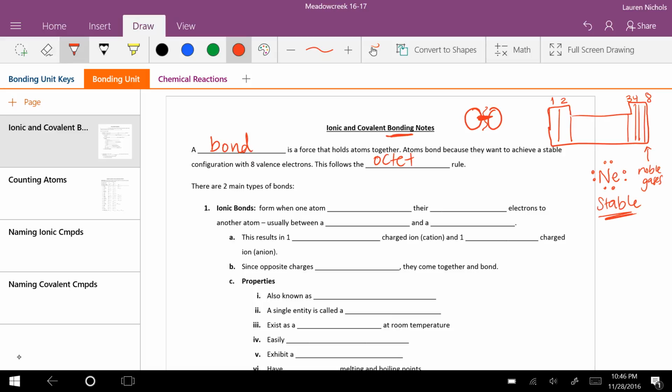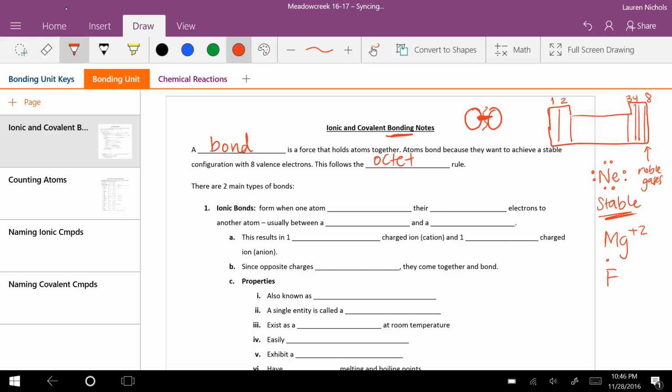Now, when that happens, we know that a lot of atoms will do several things. We can either have magnesium, which has 2 valence electrons. It's much easier for those valence electrons to disappear and for it to have a +2 charge. It has lost 2 electrons.